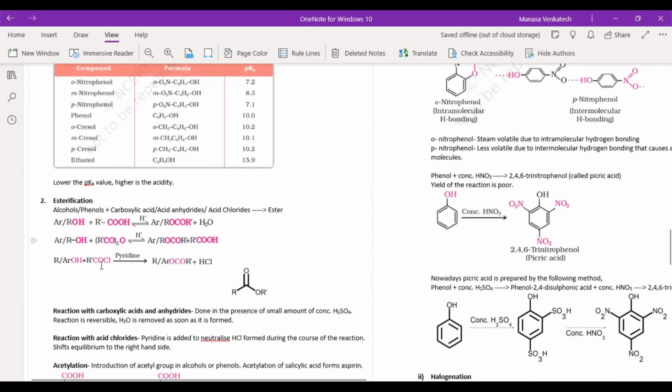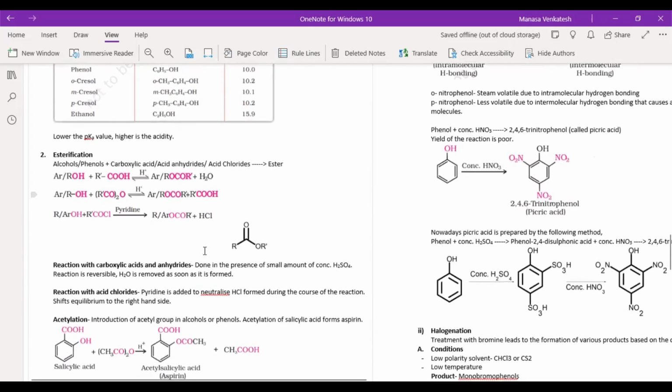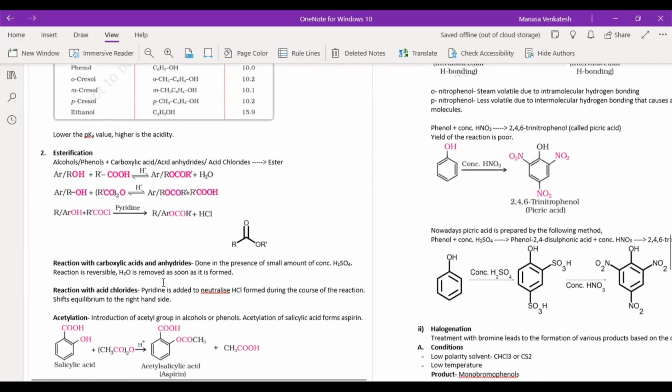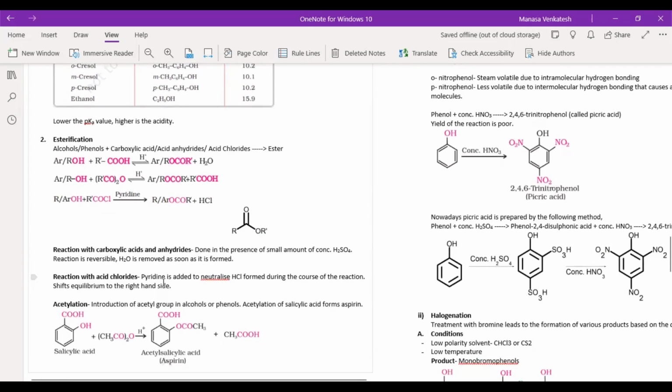Next, for acid chlorides, pyridine is used, and this is because it neutralizes the HCl which is formed. Similar to water, if pyridine was not added and the HCl stayed the same, then the reaction would have gone back, and that in turn would have given us the alcohol and the acid chloride, and we don't want that again. So pyridine is basically used for neutralization of the HCl which is formed. The last one is acetylation. Acetylation, as the name suggests, is the introduction of the acetyl group in alcohols and phenols.